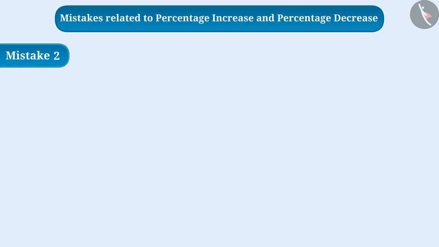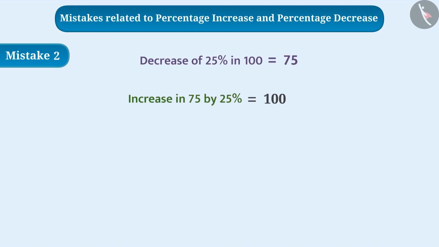Mistake 2. If there is a decrease of 25% in 100, then the answer is 75. Due to this, children assume that to get 100, they have to increase 75 by 25%. But this is a wrong understanding. The correct answer is that if there is a decrease of 25% in 100, the answer is definitely 75.